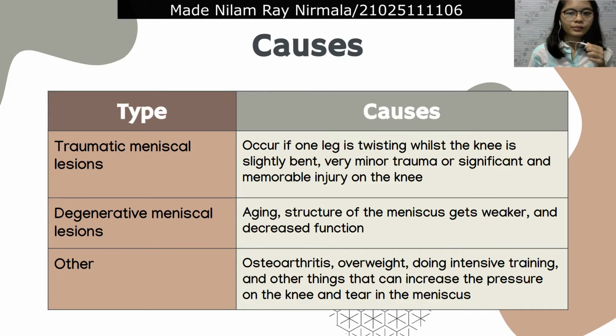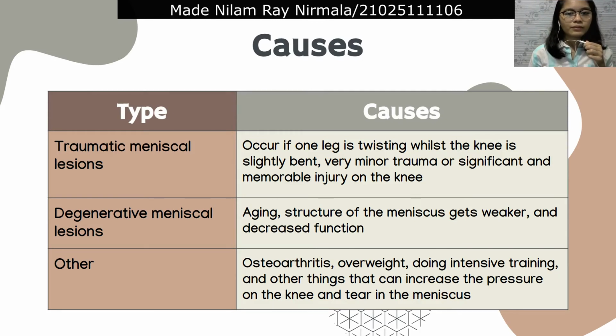Research states that traumatic meniscal lesions are commonly caused by a very minor trauma or a significant and memorable injury on the knee, such as when walking stairs and doing some sports. Football, basketball, rugby, wrestling, and baseball are some sports which have a risk for traumatic meniscus lesions due to the frequency of twisting and pivoting movement in these activities. Men's risk for this type of meniscal lesion is higher because they are more aggressive when doing sports. This type of meniscal lesion usually occurs in active people at a younger age because of the spontaneous movement that can cause the meniscus to tear.